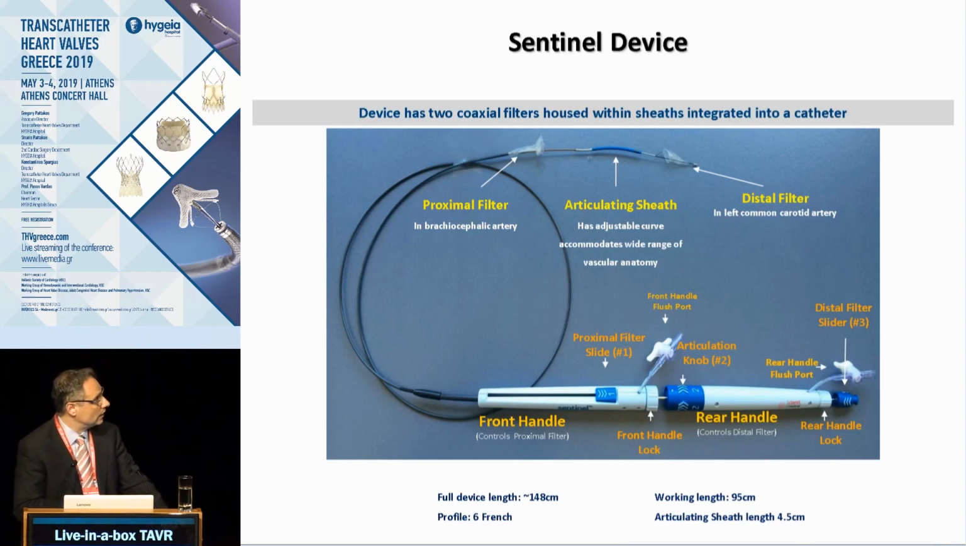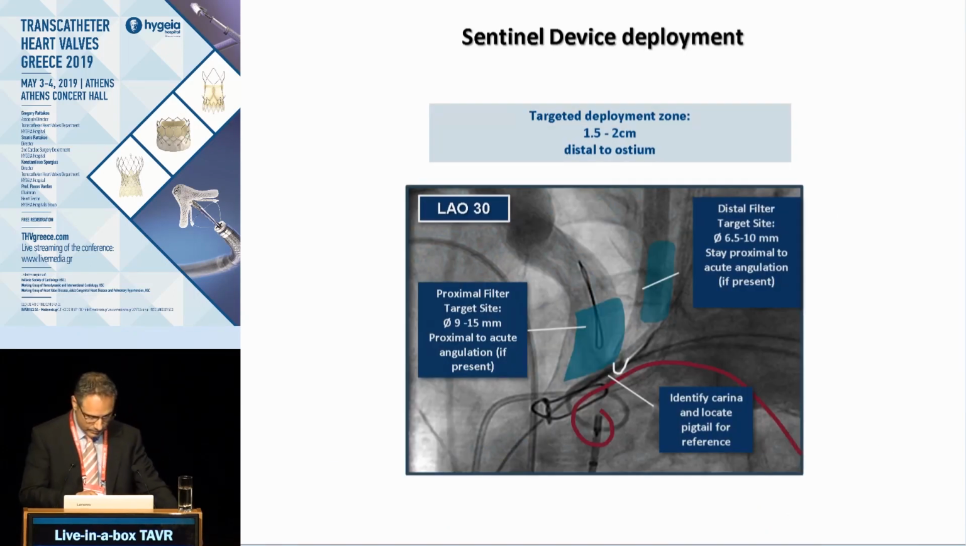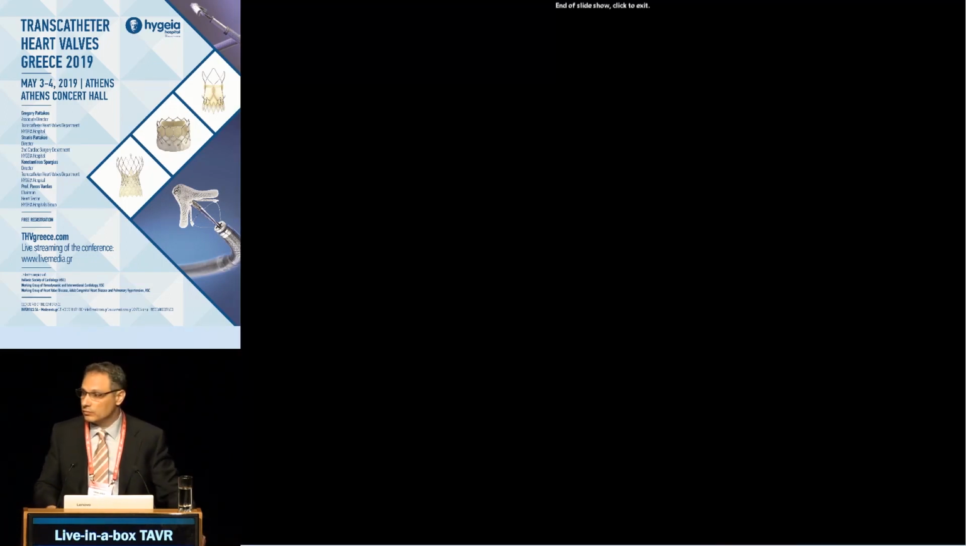We have the front handle, which controls the proximal filter. We have the rear handle, which controls and stabilizes the distal filter. In between them, we have the articulating knob. And here is the image of how these filters are going to be located or must be located. The target zone must be approximately 1.5 to 2 centimeters distal from the ostium. And with that, we can proceed with a video of the case.